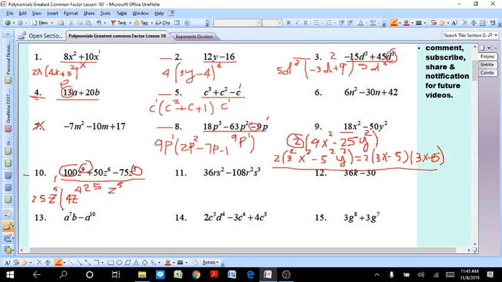So 50 divided by 25 is 2, plus 2 z to the 6. 6 minus 5 is 1. That's going to leave us with the z. Okay, negative 75 divided by 25 is a negative 3. And z to the 5th divided by z to the 5th goes to 1. What about question number 11? Very interesting. I'm going to give you a minute to think about it.